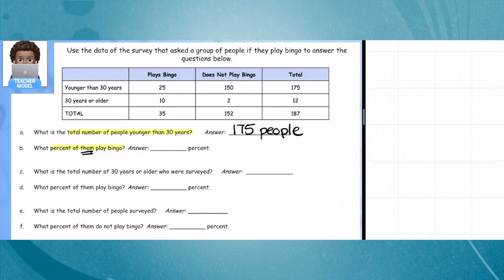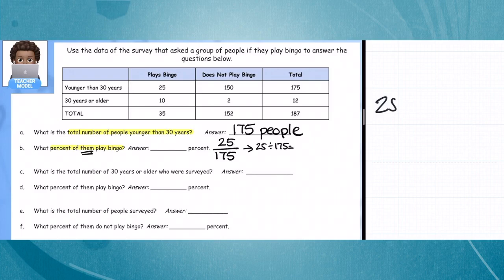Now, I will go to my row. So I'm going here and I will look here to find this number. So I want younger than 30 and plays bingo, and that's 25. So I'm going to write that ratio as 25 out of 175 play bingo. And to do this as a percentage, when you were younger, you had to use math to make a ratio table and do n over 100 and cross multiply. We're not going to do that right now in 8th grade. Instead, what I want you to do is on your calculators, you're going to do 25 divided by 175.